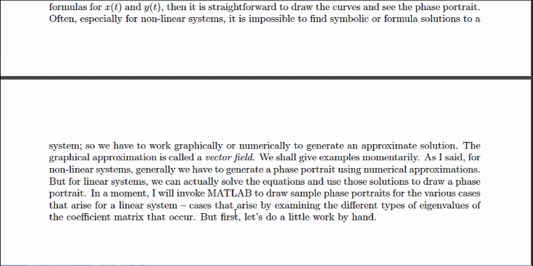In a moment, I'll invoke MATLAB to draw some sample phase portraits for the various cases that arise for a linear system, cases that you'd I think know by now arise by examining the different types of eigenvalues for the coefficient matrix. But first, let's do a little work by hand. Okay, so we're studying a system x prime equals f(x,y), y prime equals g(x,y).